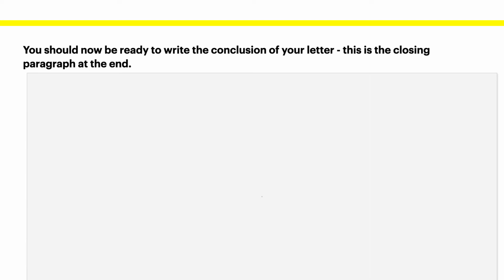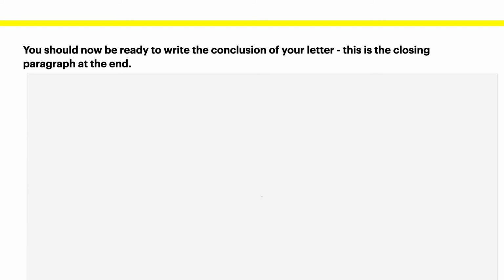Okay, so you should now be ready to write the conclusion of your letter. Now this is the closing paragraph right at the end. So we should have an address, a date, an informal greeting, and an opening paragraph that's quite short. 2 paragraphs that include all the features we've just discussed. And now this is the end of our letter. So in this, I can still use some of those features.